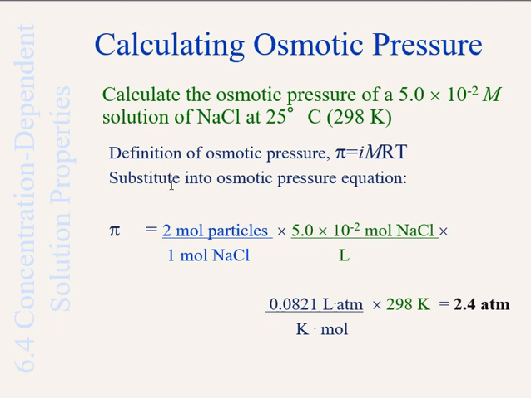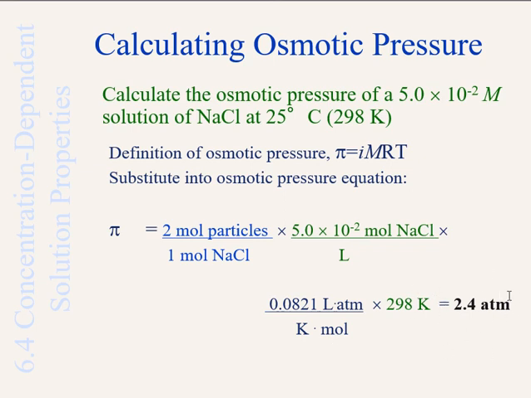Now that we have the osmolarity, can we find the osmotic pressure of a 5.0 times 10 to the negative 2 molar solution of sodium chloride at 25 degrees Celsius? Well, the definition of osmotic pressure, pi equals iMRT, and so pi would equal 2 moles of particles for 1 mole of sodium chloride, times the molarity, times the value of the gas constant R, 0.0821 liter atmosphere per Kelvin mole, times the temperature in Kelvin, which is equal to 2.4 atmospheres.